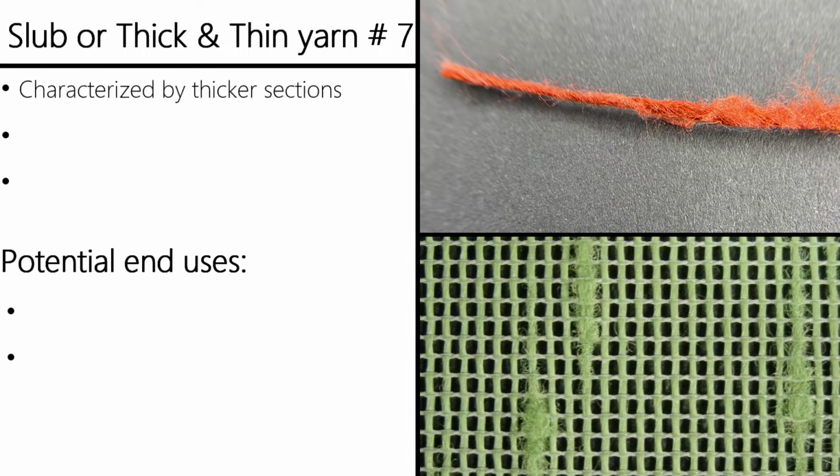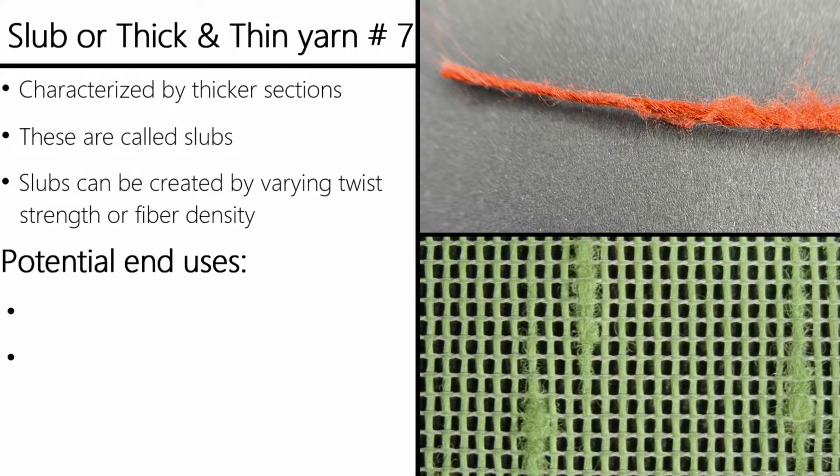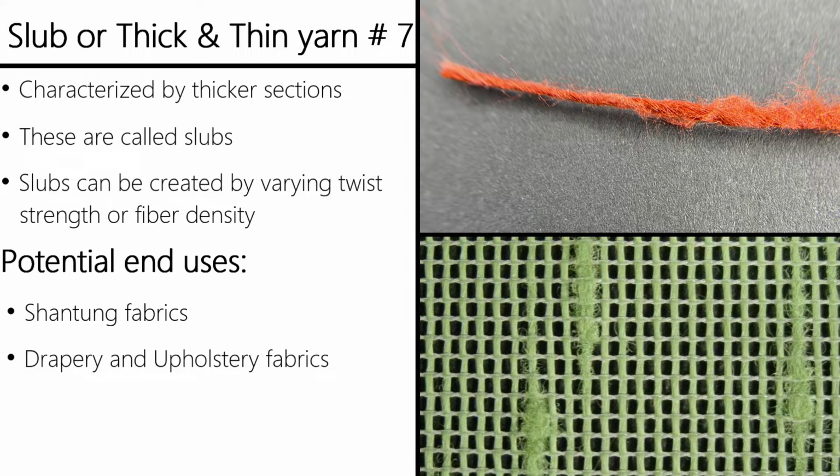The next novelty yarn is sample number 7, slub yarn, which is also known as a thick and thin yarn. This yarn type is characterized by thicker sections or slubs at regular intervals along the yarn, as can be seen on the sample from your packet here. This sample is an example of a slub yarn that uses variants of twist strength to create its slubs. The thin sections have a tight twist, whereas the slubs are loose, allowing the relaxed material to bulge out.